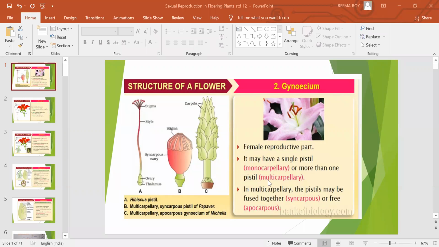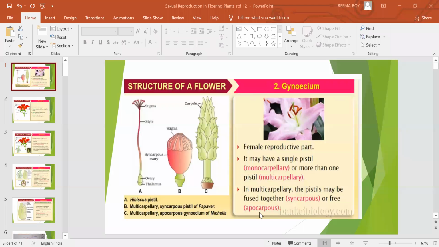And in gynoecium, a single pistil is called monocarpellary. More than one pistil, multicarpellary. Pistil includes what? 3 parts it has. Pistil has stigma, style, and ovary. And in multicarpellary, pistils may be fused together or free. Which are fused, it is called syncarpal. The example is Papaver. See, the pistils are fused.